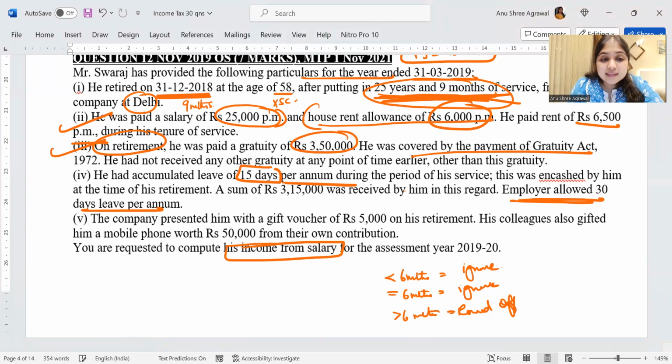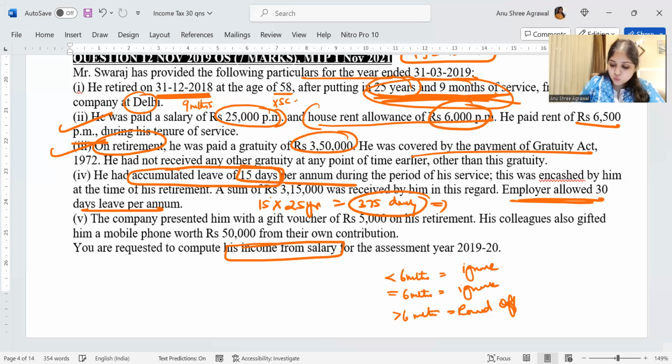So they are saying accumulated leave of 15 days. Can I take it as it is? Yes. So earned leave is 15 days per year. So 15 days into how many years? 15 days into 25 years. So what is his total earned leave, guys? Total earned leave is going to be 375 days. 375 days is going to be how many months? 375 days is going to be 12 and a half months.